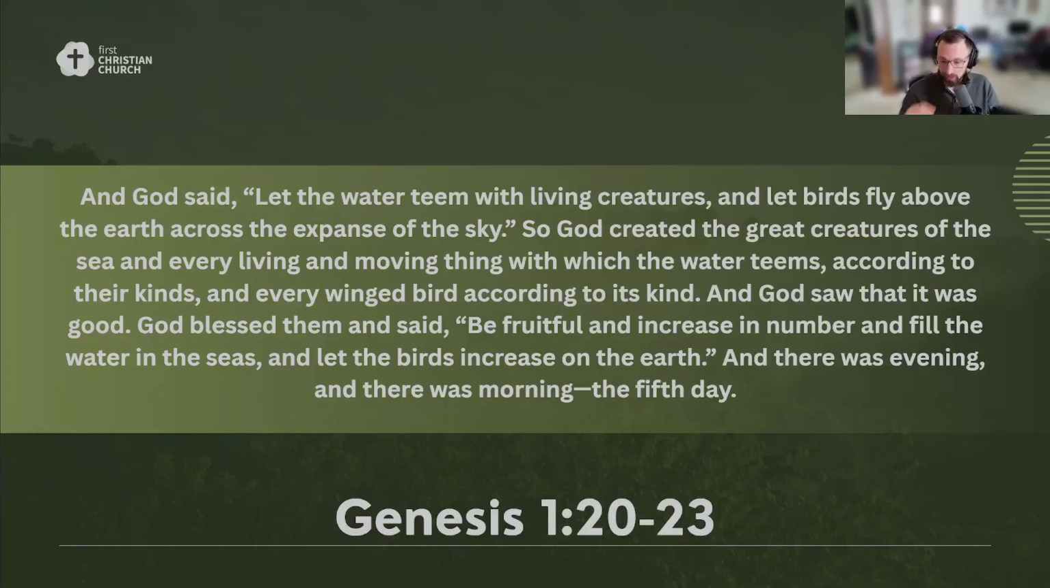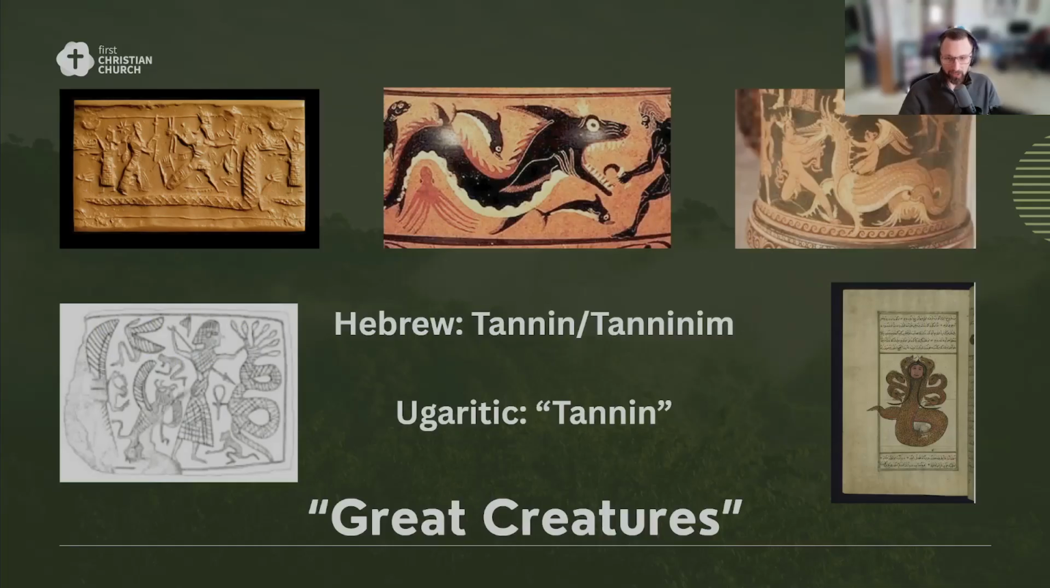Now, there's another one of these ancient details in this passage that once we see it, it really reinforces that this is an ancient story stemming from an ancient understanding of the universe. And it has to do with the great creatures of the deep. So in Hebrew, the word is tenin, or the plural is taninim. In Ugarit, they had another word, tenin, and the tenin, which is actually featured right over here on this side of the screen, was an ancient serpent creature. I'm unclear if it was a sea serpent necessarily, but it was an ancient serpent creature.